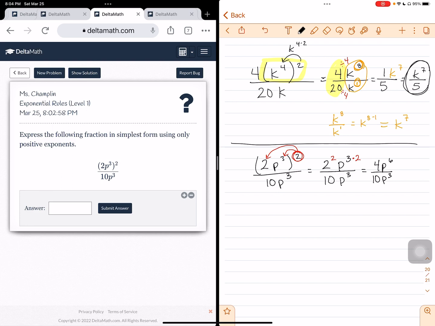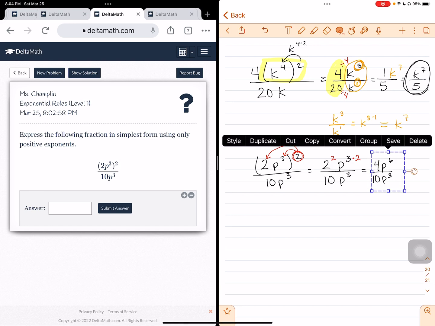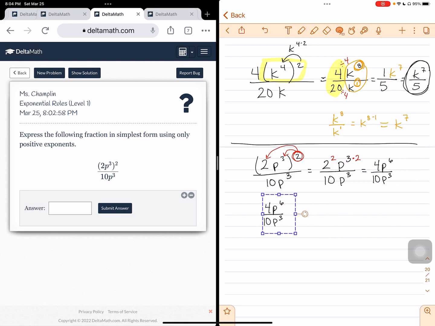So now that we have simplified the exponent raised to an exponent, and we distributed that exponent in, now we have this here. Let me just duplicate this and take this down here so I have some more room. Now you want to look at the numbers and ask yourself, is 4/10 a fraction we can simplify? It definitely is. If we just focus on 4/10, they're both divisible by 2.